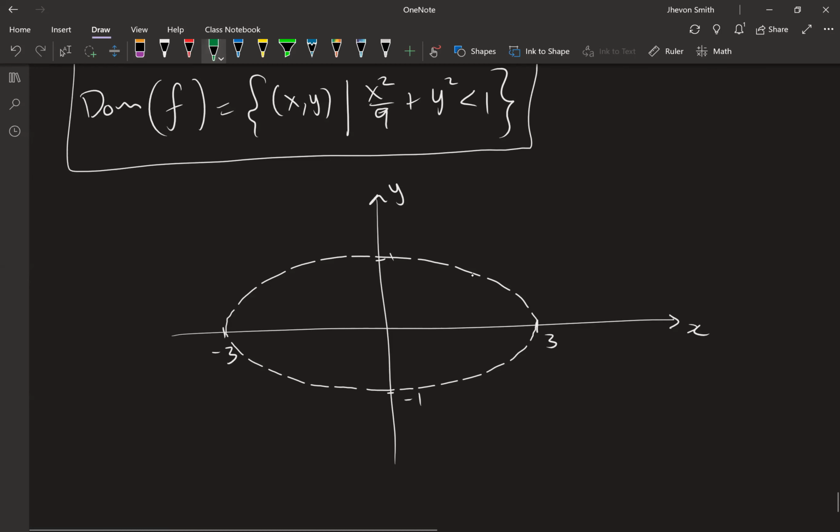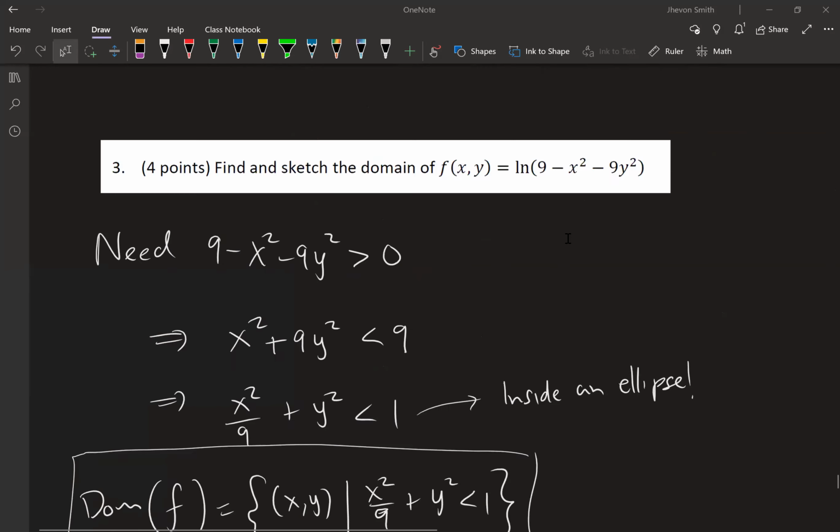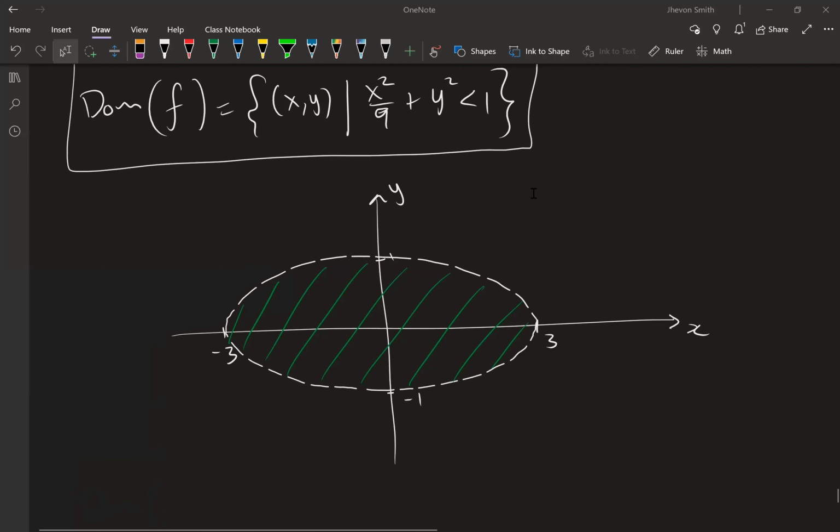But you do want everything inside that boundary. So that would be what the graph of the domain looks like. So find and sketch the domain. So that, yeah, that's the domain. Need everything to work inside this ellipse.